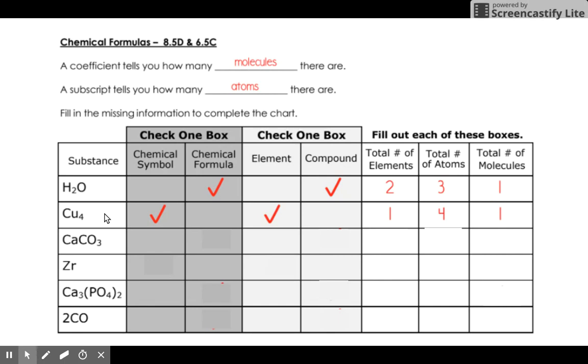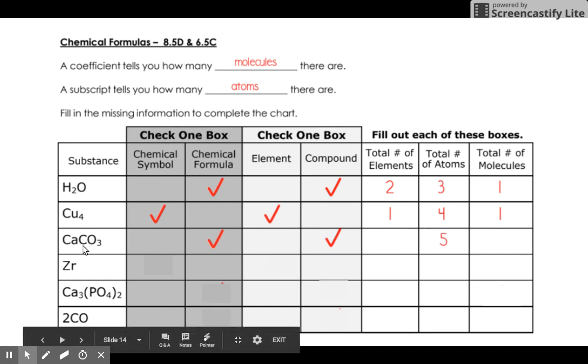See, we have calcium, carbon, and oxygen. It is a chemical formula. It is also a compound because the elements are put together like the recipe to form something new. It has a total of 3 elements. It has 5 total atoms, because if I count 3, 4, 5, and there's 1 molecule.